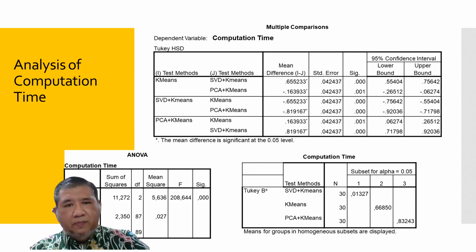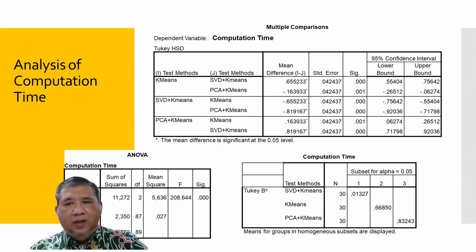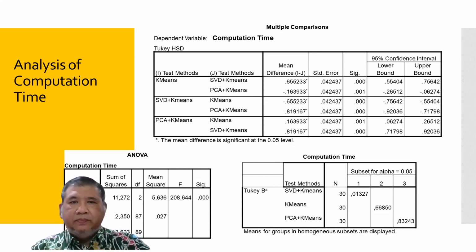Second, the computation time. Also, we find that the ANOVA results show that there are significant differences, where all three were significantly different. It means the reduction method, whether SVD or PCA, significantly influences the computation time of the K-means.